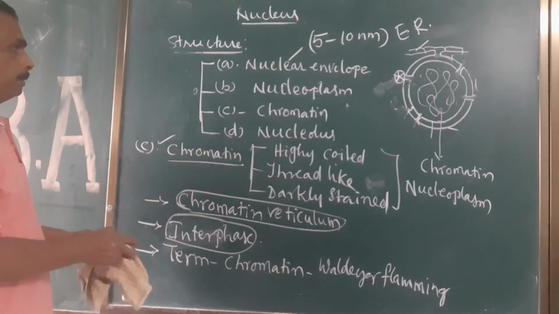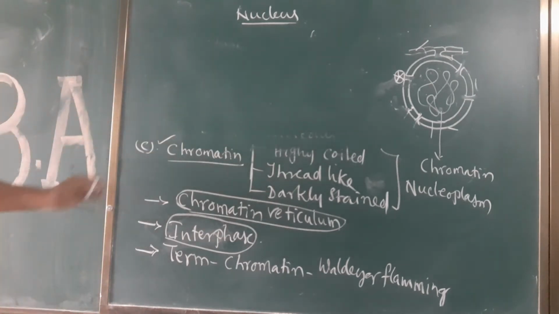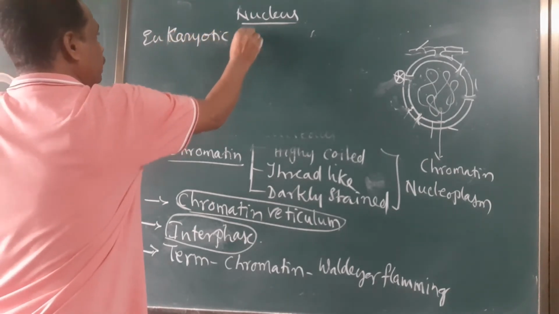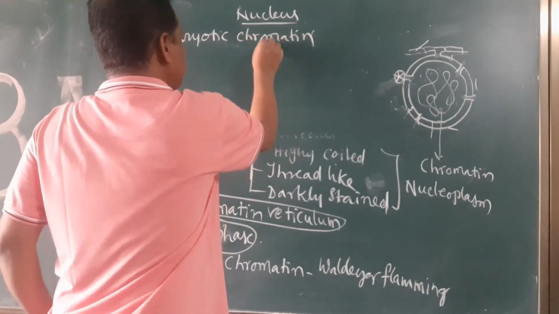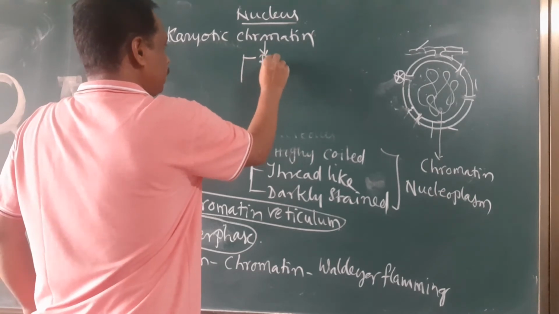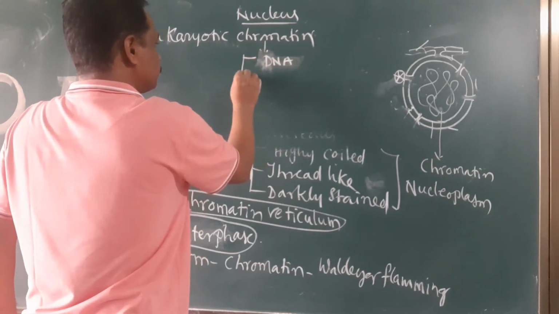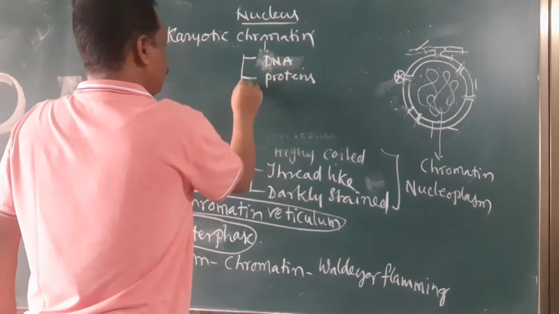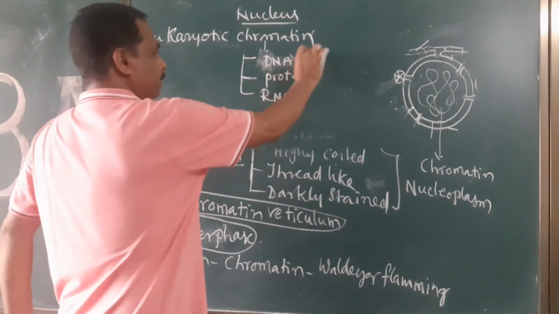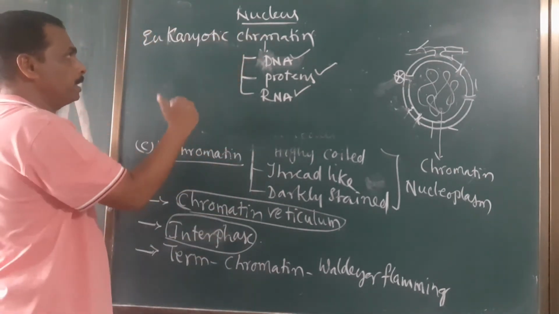In the case of eukaryotic chromatin, the chromatin is composed of DNA, proteins, and trace amounts of RNA. DNA, proteins, and trace amounts of RNA are present in the chromatin material. So that is the composition of chromatin.